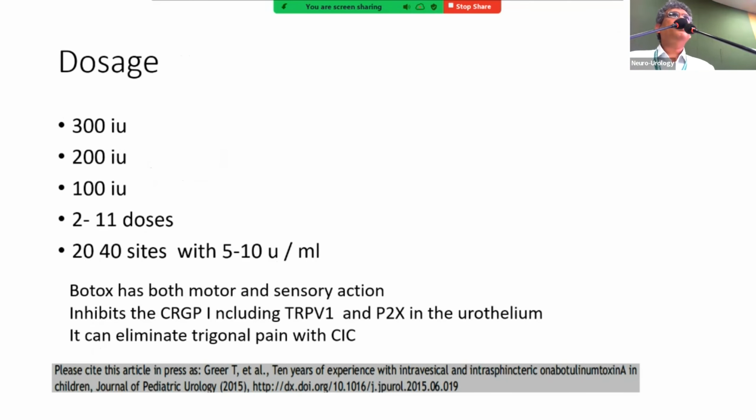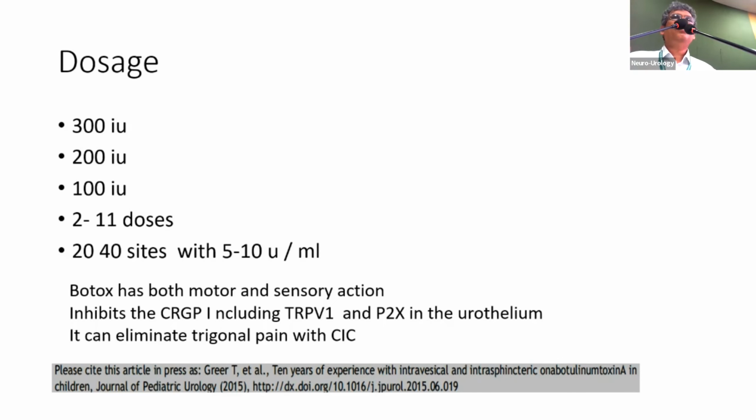What are the dosages to be given in children? You can choose anywhere between 300, 200, or 100 international units. There is no specific guideline today to say that 200 is inferior and 300 is superior. In a neurogenic bladder, you tend to pick around 300 to 200 units, and in bladder wall dysfunctions, you look at 100 international units. How long can you give? You can probably give about 10 to 11 doses spaced 6 months to 1 year apart. How many sites do you inject? There is no standardization.